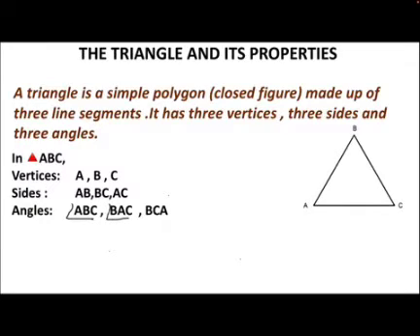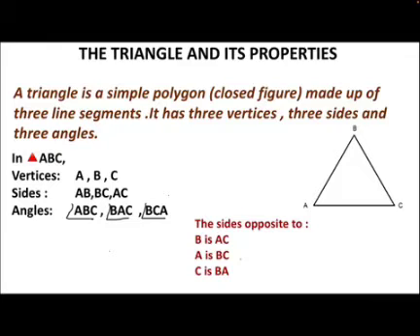So the sides opposite to B is AC, the side opposite to A is BC, and the side opposite to C is BA. Okay. Now, classification of triangles. If you all remember, in your previous classes, we learned about the various types of triangles based on the measurement of sides and based on the measurement of angles.